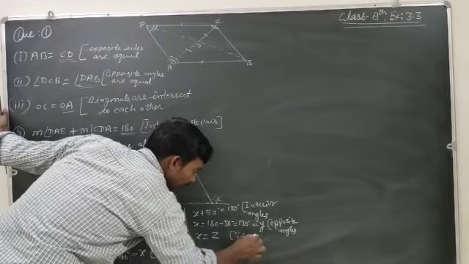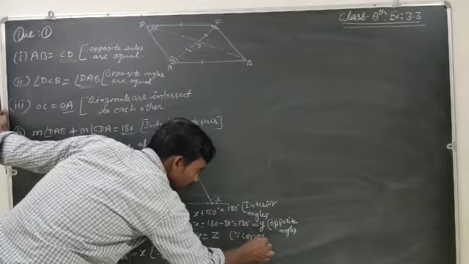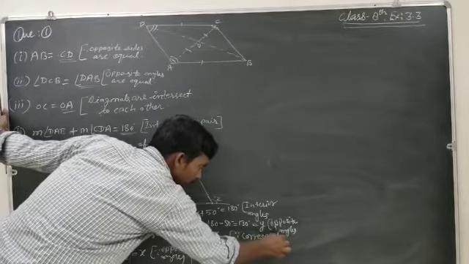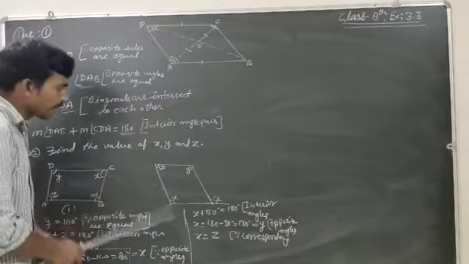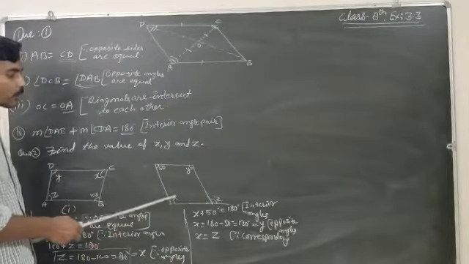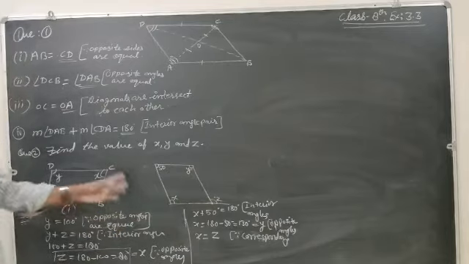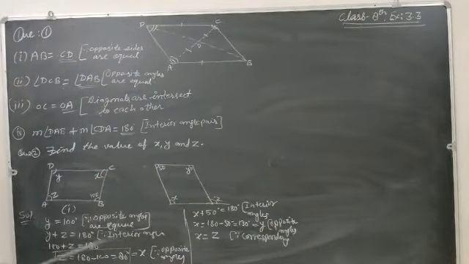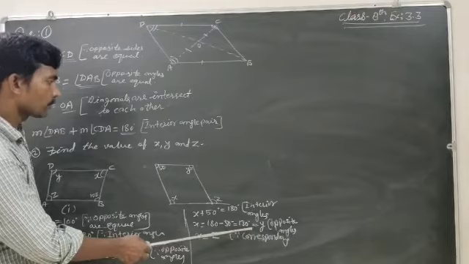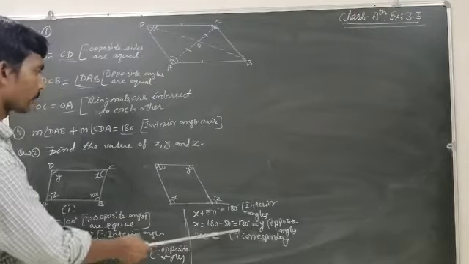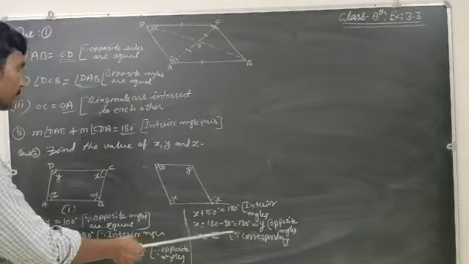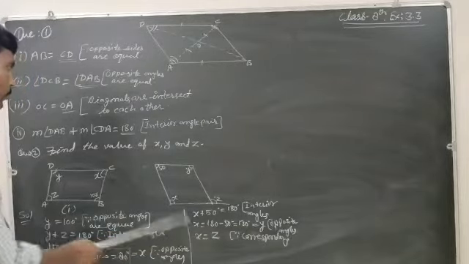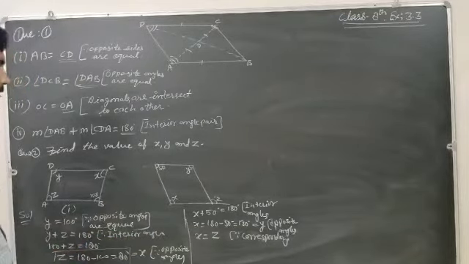Corresponding angles. Because this line and this line are parallel, so x equals z, corresponding angles. So x equals z equals 130 and y is also 130. So complete this.